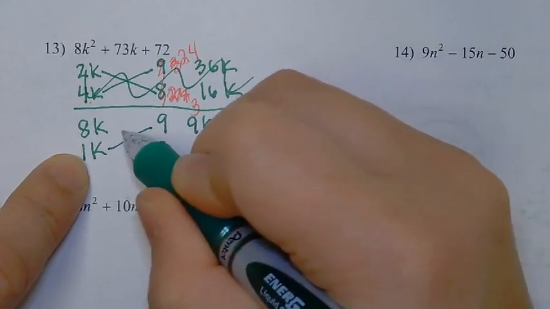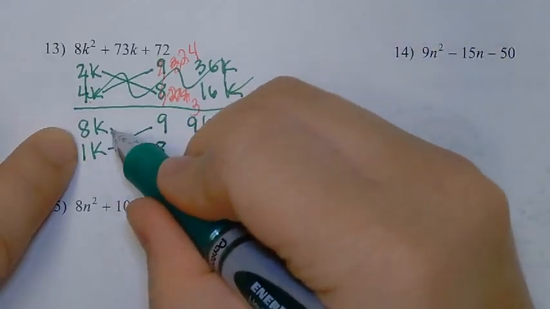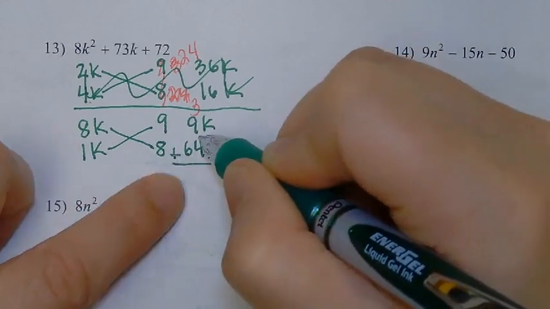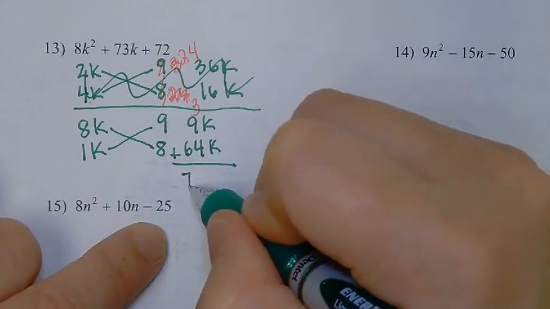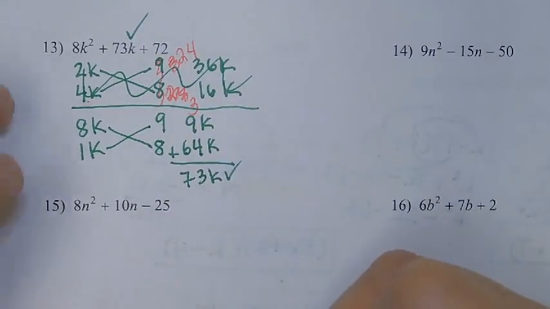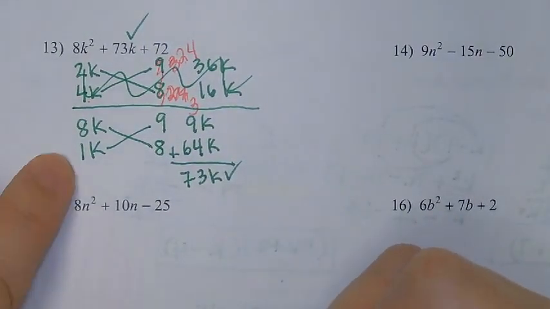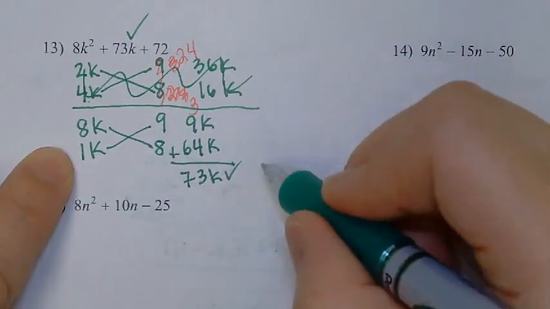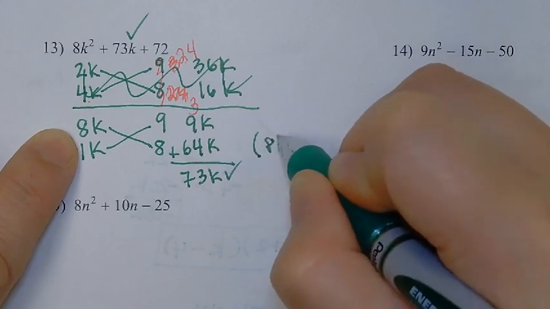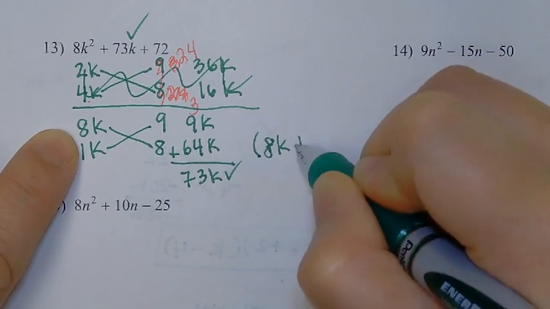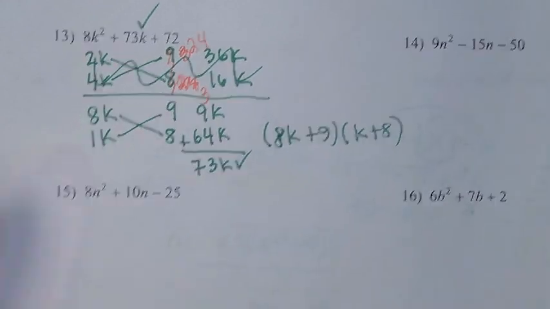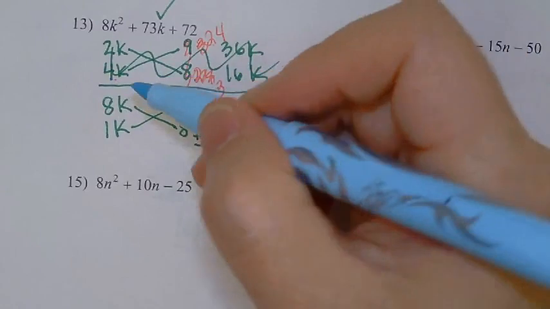It's kind of like a puzzle, guys. 8k times 8 is 64. Ooh, good. So 64 plus 9 is going to be 73. Woohoo, we got it. It took us a little bit of time. You see how that's a little bit of a struggle sometimes? We have to just try, and that's okay. Just try different ones. If it doesn't work the first time, try a different one, try different ways of doing this. So this is 8k plus 9 times k plus 8. We found it.